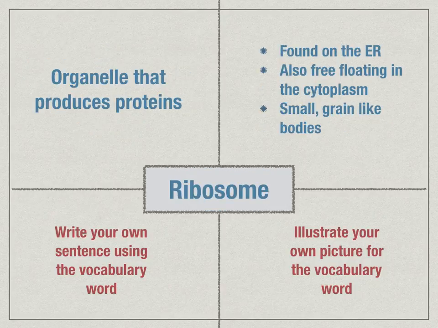The next vocabulary word is ribosome. The ribosomes are the organelles that produce proteins. So these are found on the endoplasmic reticulum, or found on the ER. They are also free floating in the cytoplasm. So they're just hanging out in the cytoplasm, floating around as well. They are a small grain-like structure. So if you were to try to compare them, right, the ER is much larger. Even the nucleus is much larger. Mitochondria are larger than the ribosomes. Okay?